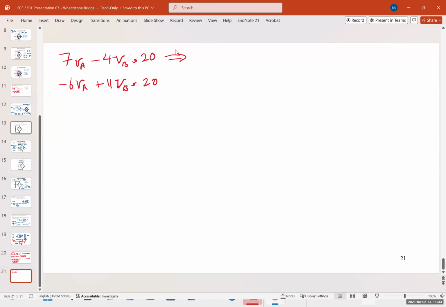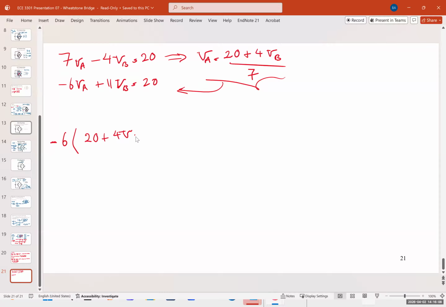So from the first one, VA is equal to 20 plus 4 VB divided by 7. Is that correct? And if I substitute this one into the second one, negative 6 times VA, I'm going to replace it with that 20 plus 4 VB. I'm going to make it easier. So 20 plus 4 VB divided by 7 plus 11 VB gives us 20.